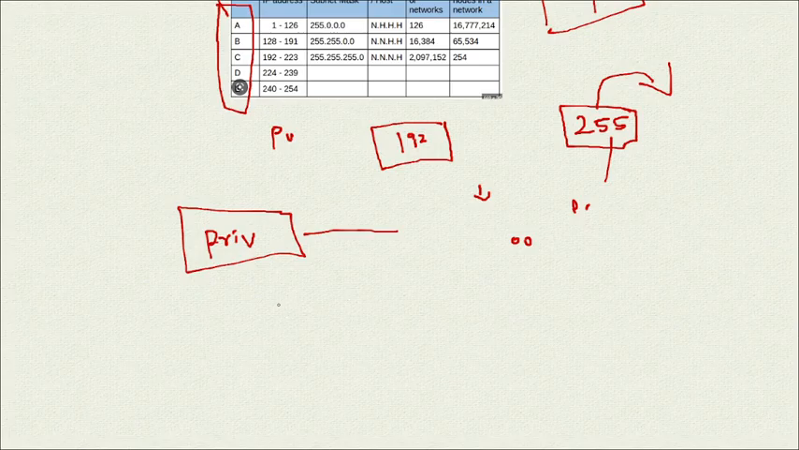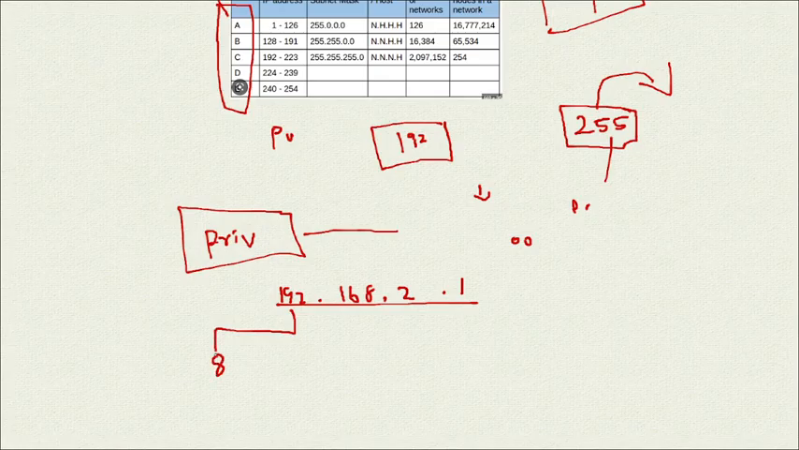Okay, fine. Some IP addresses here, 192.168.2.1. Okay, this is an IP address. Fine. So this octet contains 8 bits, right? So you know that this is 8-bit.